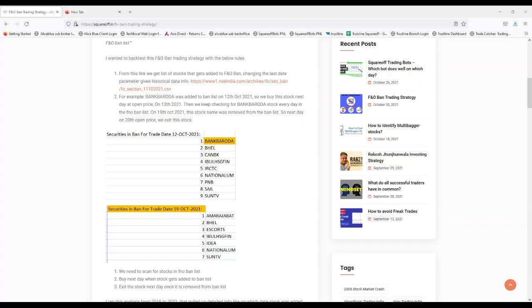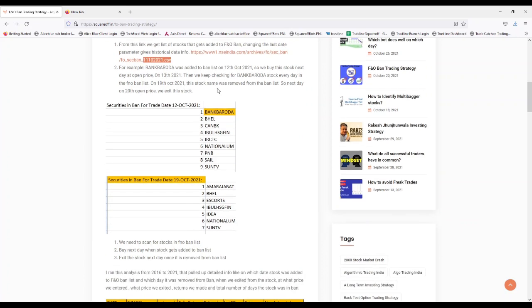In order to test this strategy, first we have to get the list of stocks which have been added to the F&O ban list historically. From NSE, you can download the stock list from 2016 till date. For the last 5 years, you can download the list of stocks which have been added to the F&O ban list. This is the link, and I'll add it in the description. Just go to that link and see how you can download the F&O list. You just have to change the last 4 or 5 digits, the month, year and date, and accordingly you will be able to download the list of stocks which are in the F&O ban list on that specific day. This is how we were able to do it.